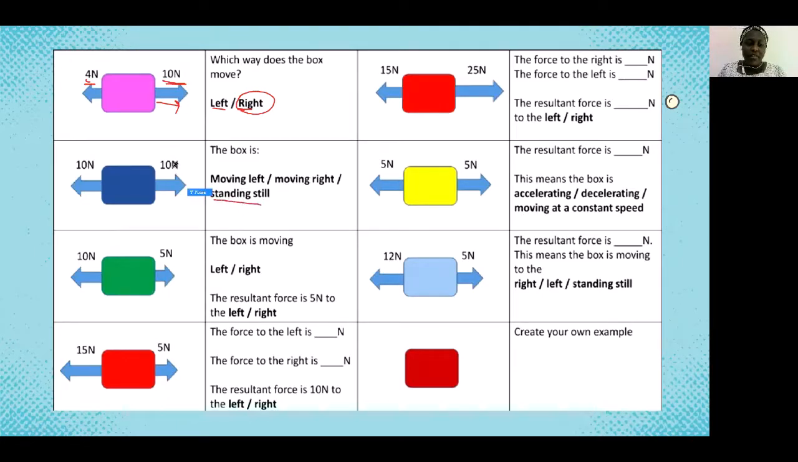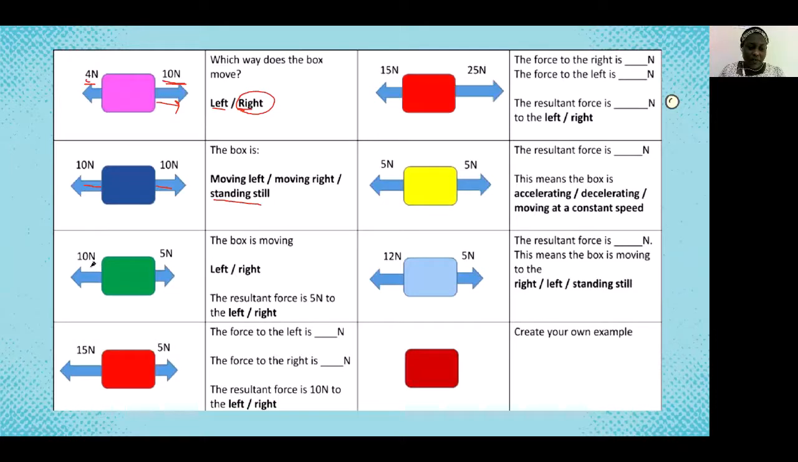When the resultant force is equal, when the force towards the left and towards the right are equal, we say that the resultant force is 0. So the object is not going to move. It will stand still. Very good.